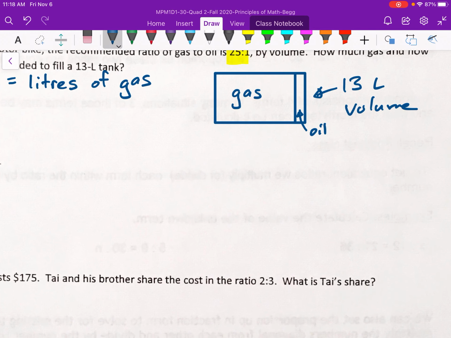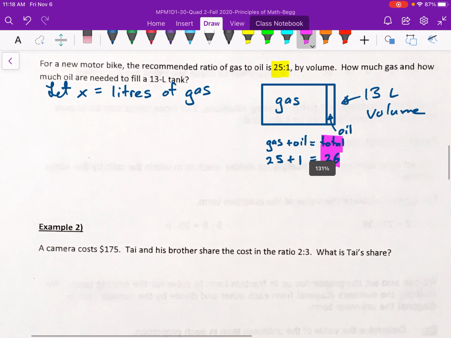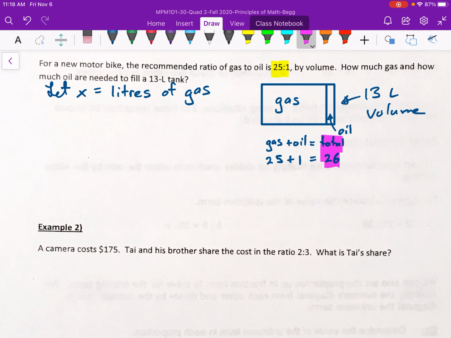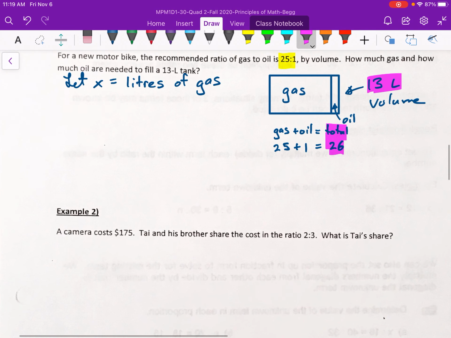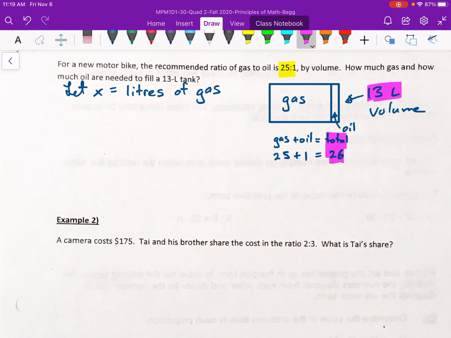So in other words, gas plus oil equals the total amount. This idea of total amount is what we have to keep in mind. So if there's 25 parts gas plus 1 part oil, then there's actually 26 parts altogether. That's an important concept, because I need to set up the volume is also 13 liters. Let me put it that way. So I need to set up a new ratio that gets the total amount in there.